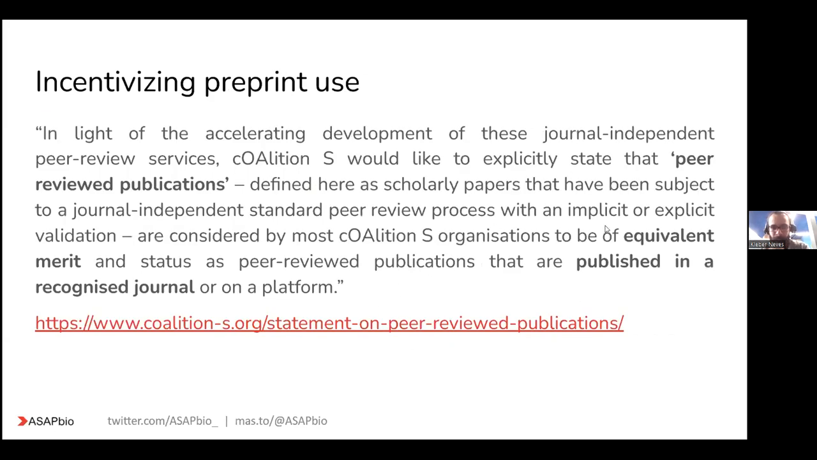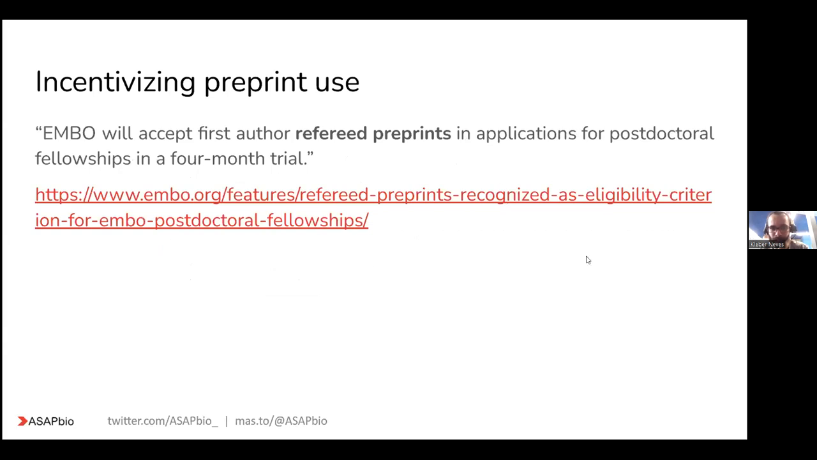Now, most recently, there's been a shift, not only in our thinking, but in the policies that lots of funders have been adopting. For instance, funders in Coalition S said explicitly last year that they are going to recognize published preprints as long as they have reviews, in whatever format. It could be a peer review, or other formats or platforms. They have agreed to consider those as publications whenever they need to count publications. Similarly, EMBO announced that they would run a trial for their postdoctoral applications to include refereed preprints as publications.